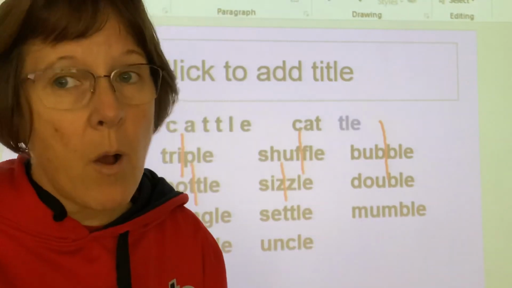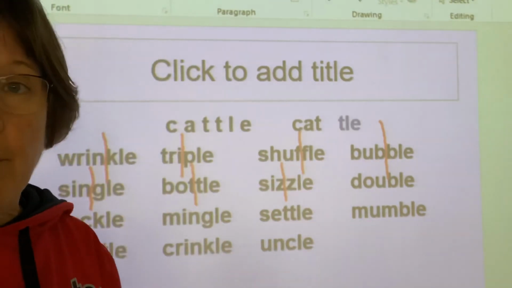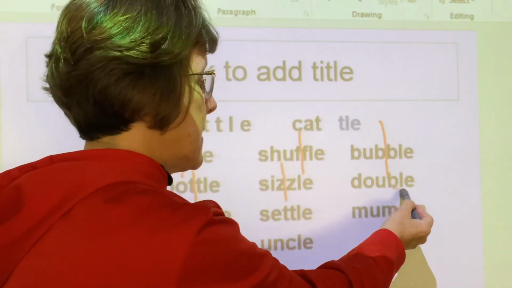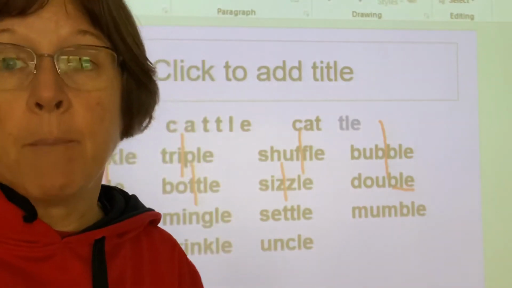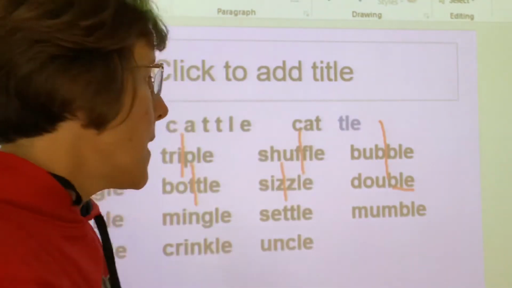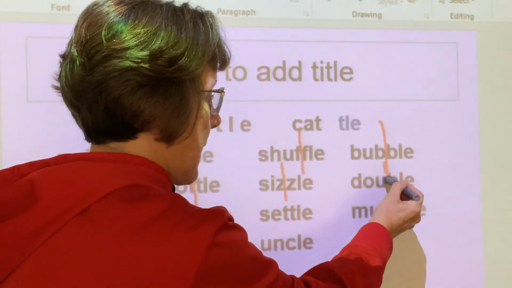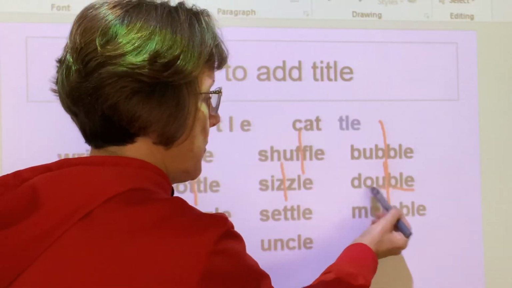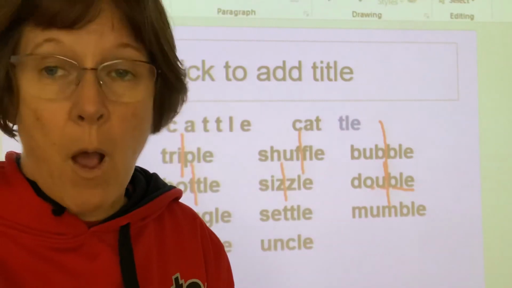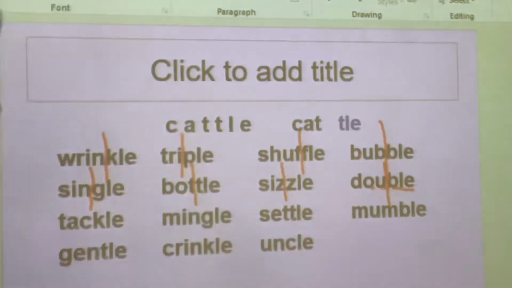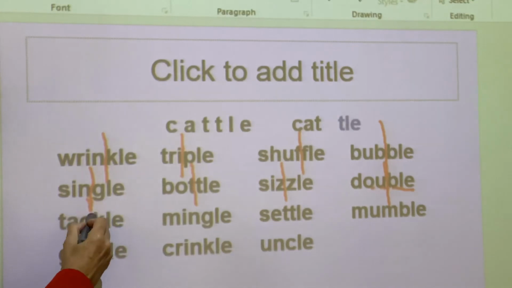Double, this is a hard one. Just remember, the B has to stay with the LE because it's a consonant LE. So that's going to be the second syllable. So our first syllable is just D-O-U, dou, bull. Tackle. Now the K has to stay with the LE, so it would split between the C and the K.